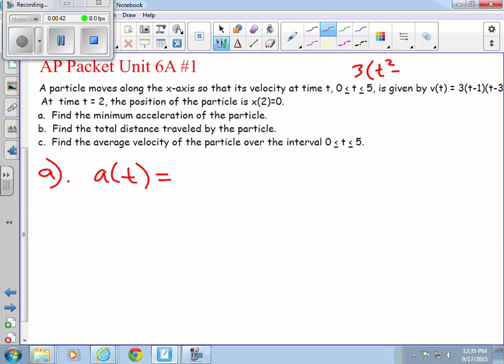Good. Go ahead and make that easy, right? So the original function is 3t squared minus 12t plus 9. So the acceleration is 6t minus 12. Now what?